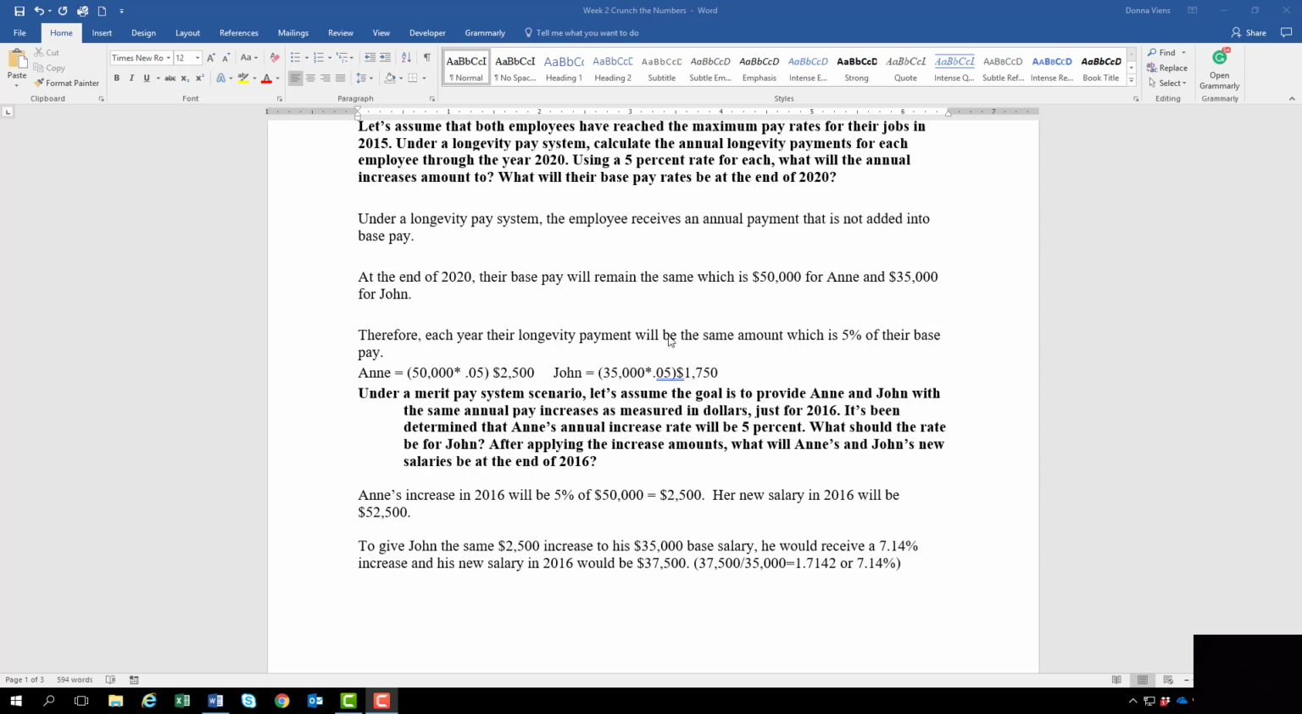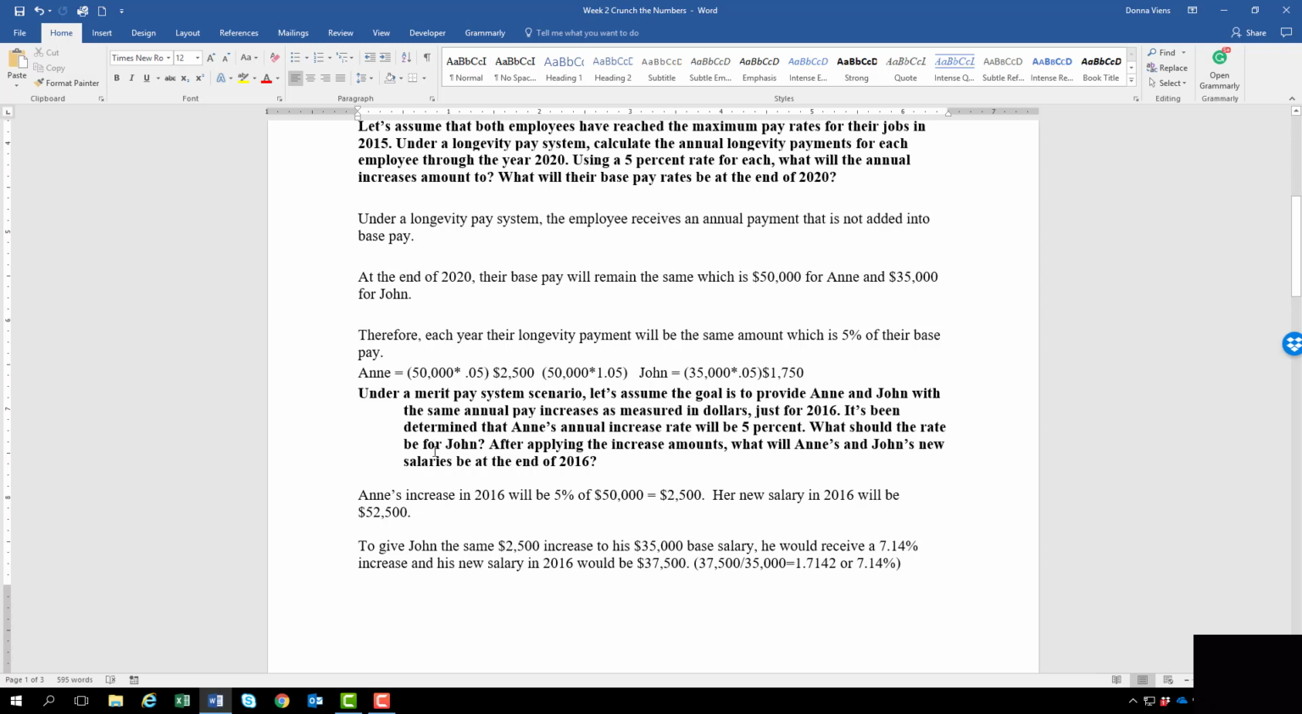Now you have to understand that what the question is asking in this case is it wants to know how much they are getting. Now if they were asking you what their total pay is, then you would take the $50,000 and multiply that by 1.05. And that would give you the same thing. It would give you the total amount of their base pay plus the amount of their longevity addition.